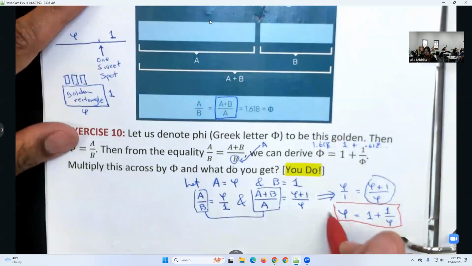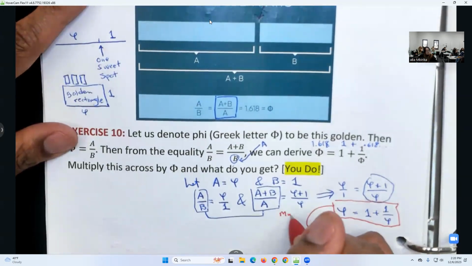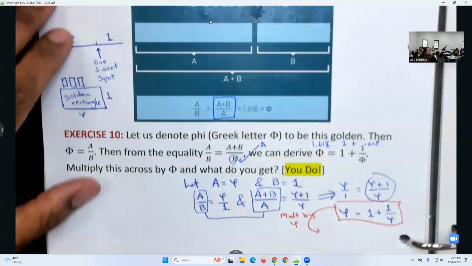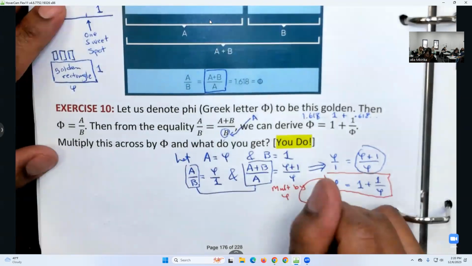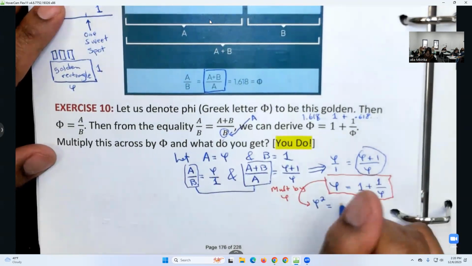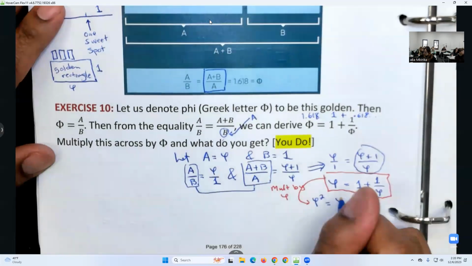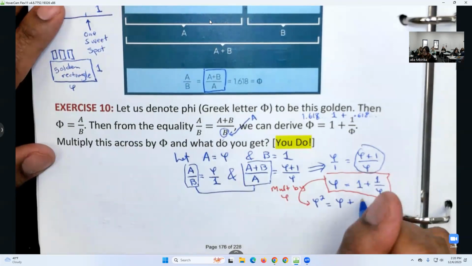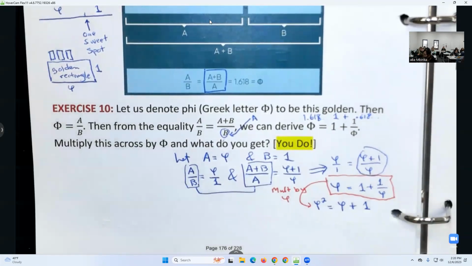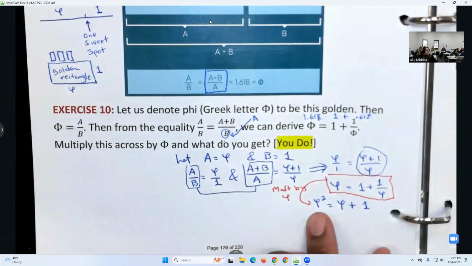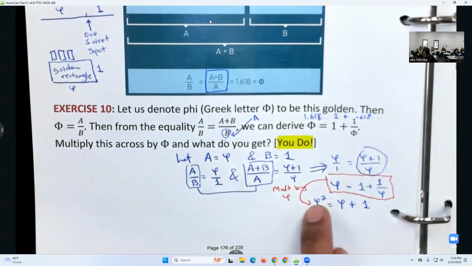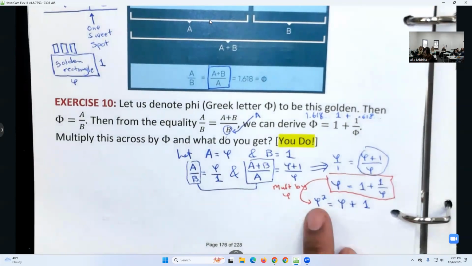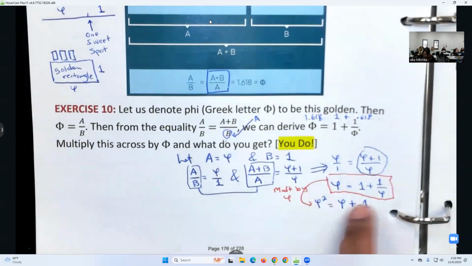Now let's multiply both sides of this by phi. Why? Because we can. So on the left side, we get phi squared. On the right side, we get phi times 1, which is phi. And then phi times 1 over phi, well, the phi's will cancel, leaving us 1. So this is another miraculous thing. I dare you to find a number whose square is also 1 more than that number. There's only one magical number in the whole entire universe or multiverse such that this occurs.